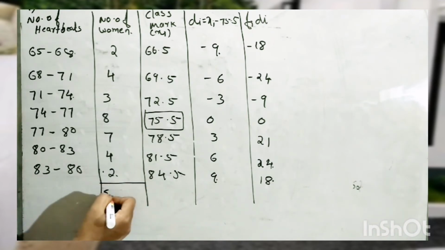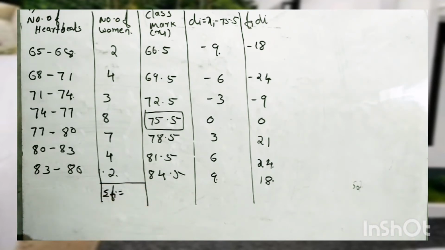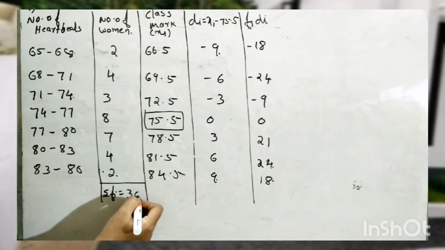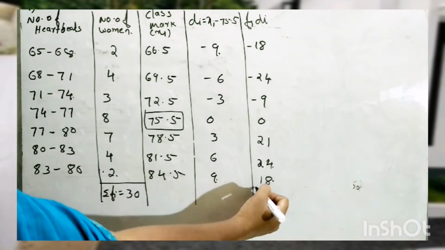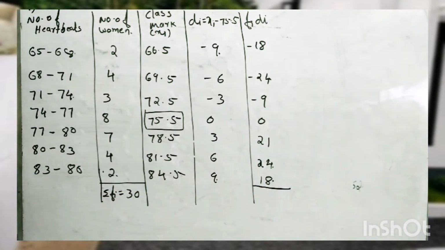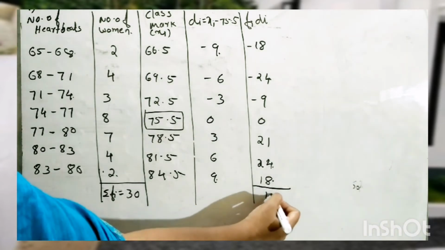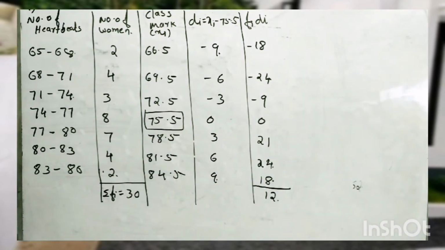And here the summation fi is equal to 30, because we have 30 women. And the summation fi di, we will get it as 12. Okay, so the summation fi is 30 and summation fi di is equal to 12.